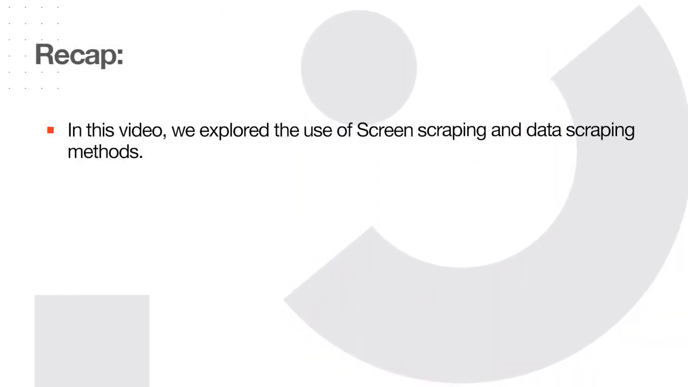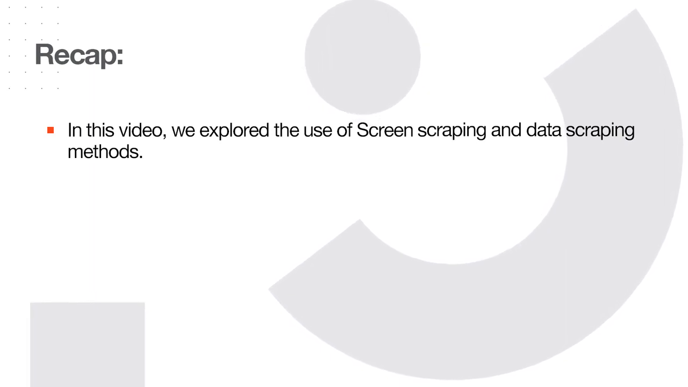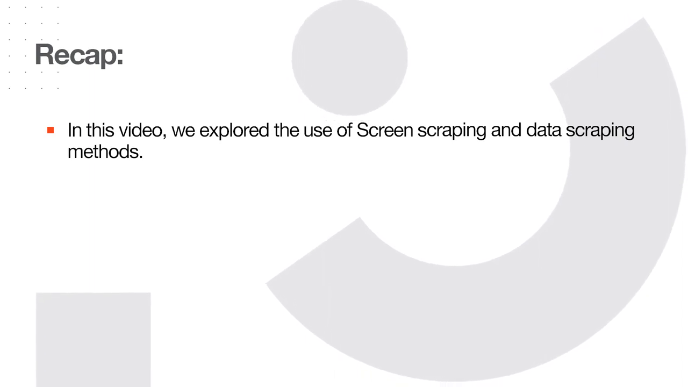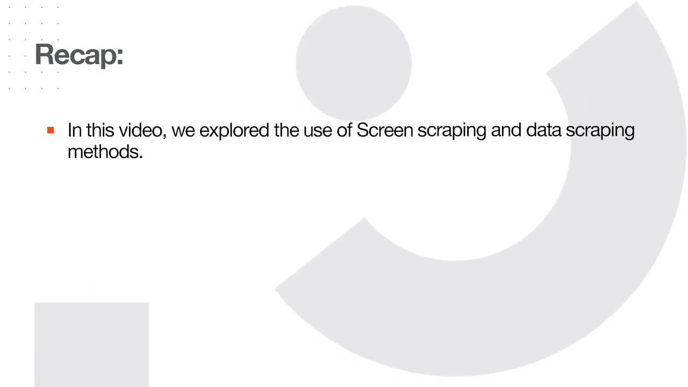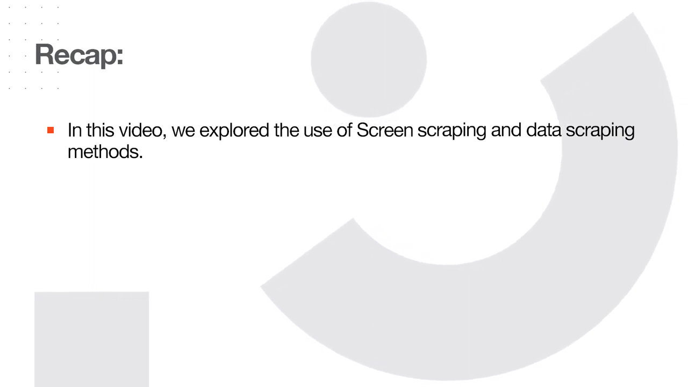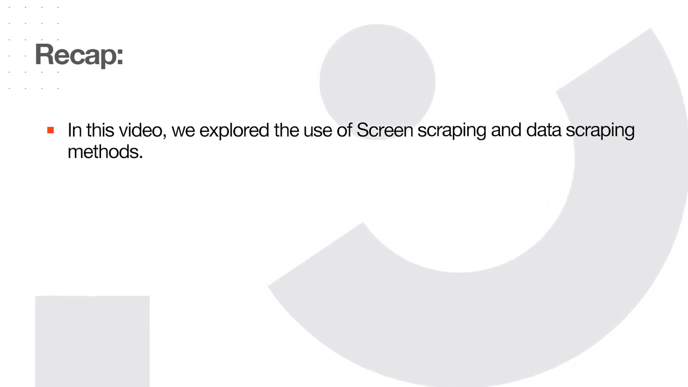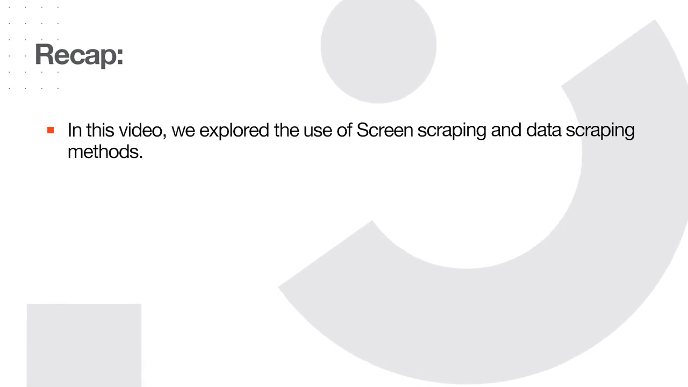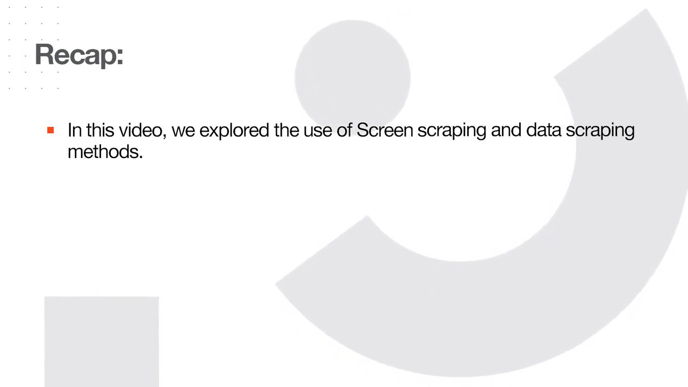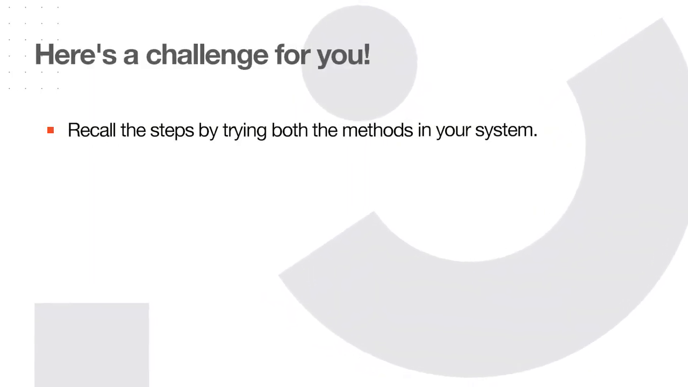With this, we conclude our demo on the basic capabilities of screen scraping and data scraping mechanisms. Screen scraping is used to extract raw text from any element, image, or region in an application, whereas data scraping is used to extract structured data from browser, application, or a document to the database, .csv file, or even Excel spreadsheet. So, in this demo, we extracted deposit transaction data using screen scraping method and the structured Google search results using data scraping method. Recall the steps by trying both the methods in your system.